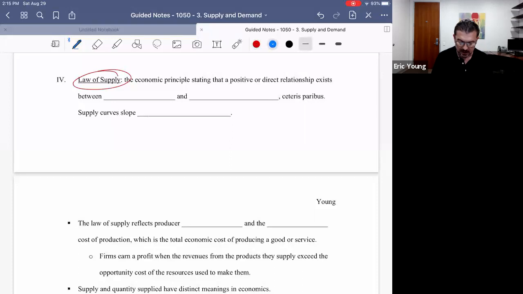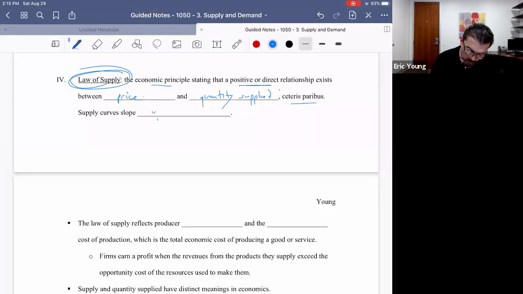All right. So the law of supply is another economic principle, an economic law that states that there is a positive or direct relationship between the price of an item and the quantity supplied of that item. So again, the law of supply states that there is a positive or direct relationship between the price and the quantity supplied, ceteris paribus.